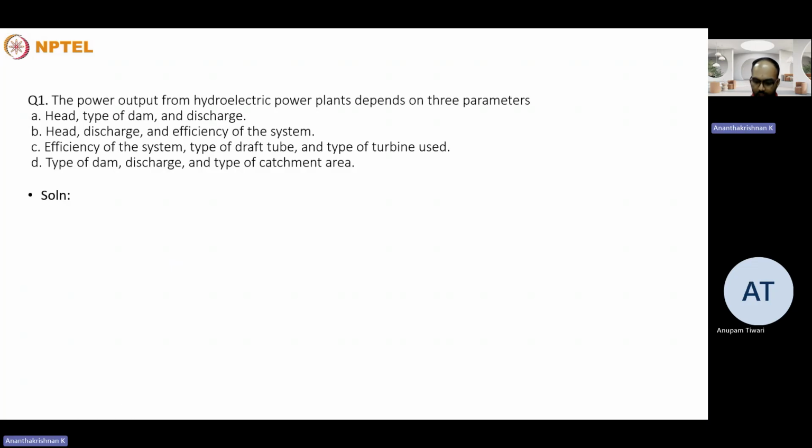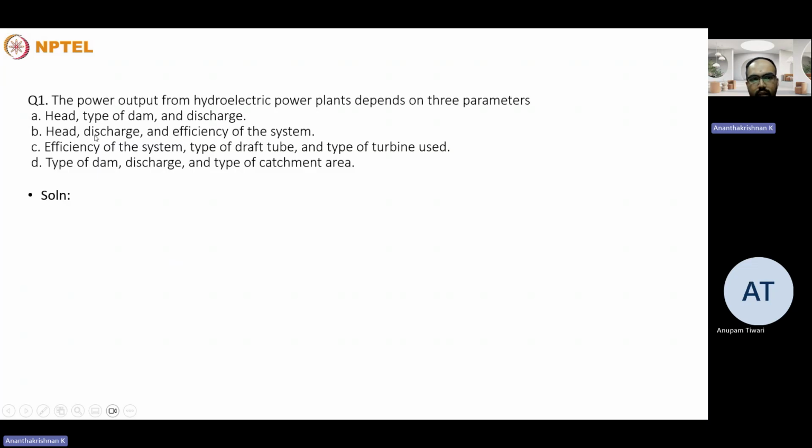So anything that has to deal with the power output has to have some kind of efficiency associated with it, depending upon blade or vane efficiency, some other mechanical efficiency, or any kind of efficiency that is involved in the process. There can be frictional losses in between. That efficiency will have to be taken into account. So the last part, the efficiency of the system, is a must. Then we have to look into the other parts, head and discharge.